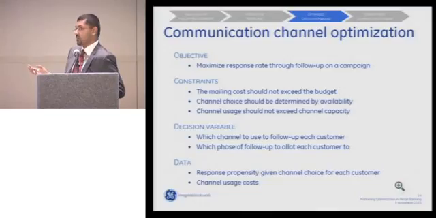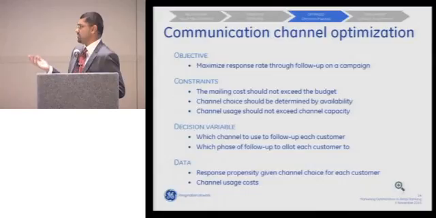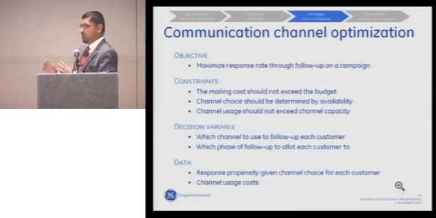So if a branch plans to call customers and offer them loans, then it can only offer it to certain customers near that branch, and it can only offer it to a certain number of customers, and all of that makes its way into how exactly that channel is used for a set of customers. The decision variable is which channel to use to follow up and which phase of follow up to do it, because follow up itself could be done in multiple phases in order to use capacity optimally. So once all of this is covered, we were also able to maximize response rates.